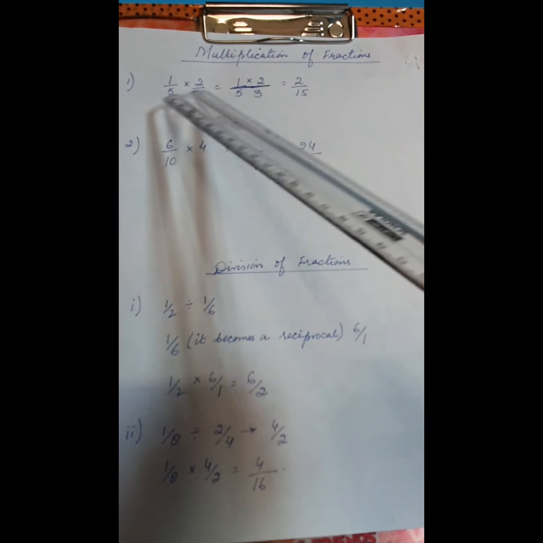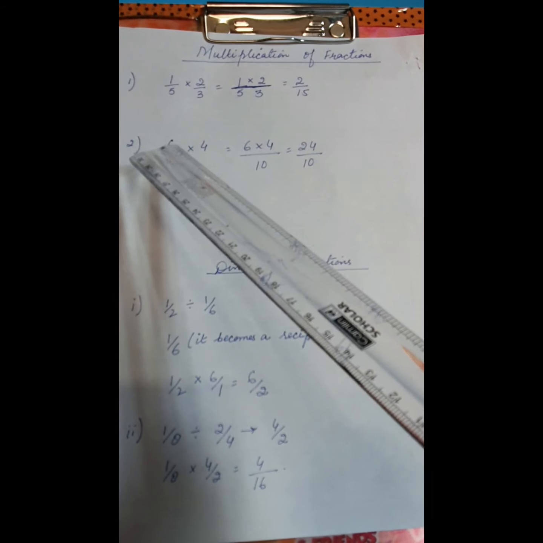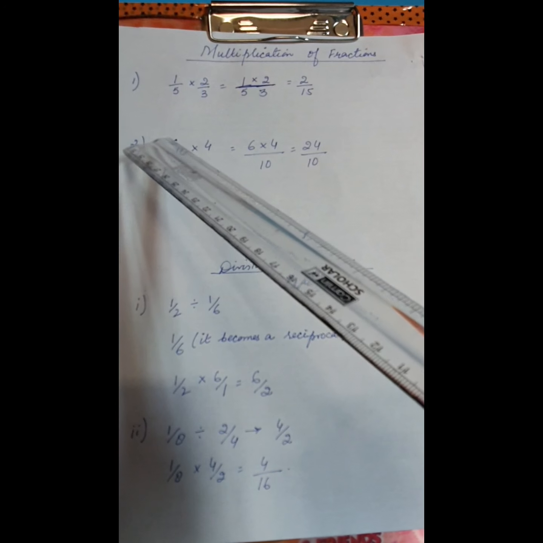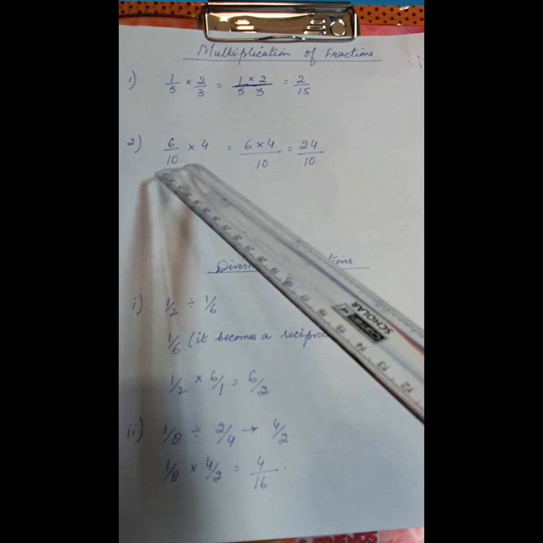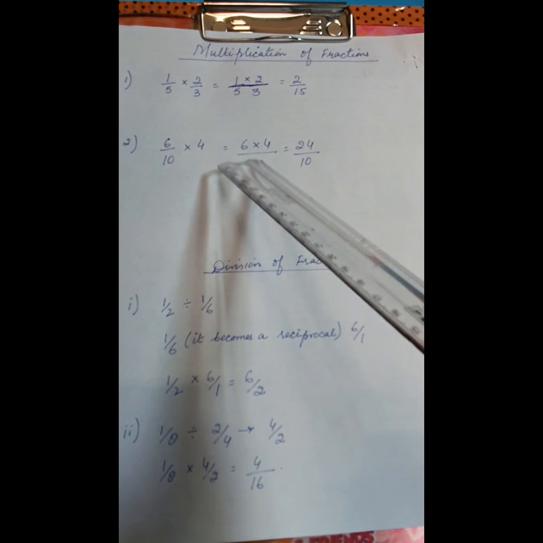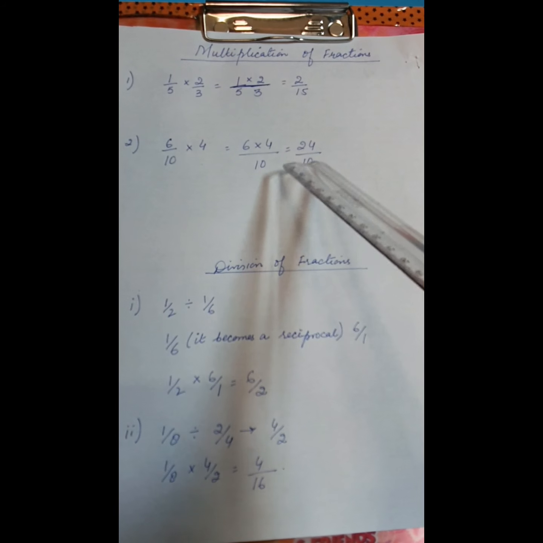For example, here we have 1 by 5 into 2 by 3. Simply we have to multiply 1 with 2, 1 times 2 is 2, and 5 with 3, 5 times 3 is 15. For example, we are going to multiply a fraction with a whole number. What we are going to do, we will simply multiply the numerator with the whole number and the denominator will remain as it is. So 6 multiplied by 4 and 10 will remain as it is. 6 multiplied by 4 will be 24 and the denominator will be 10.